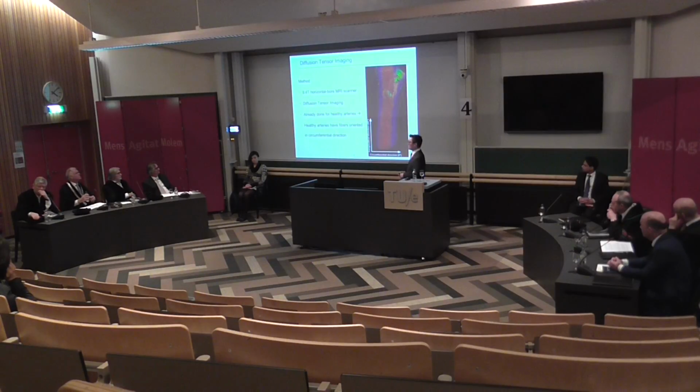The method we used is diffusion tensor imaging. It's a method based on MRI. We used a state-of-the-art MRI scanner to perform these DTI measurements. This has already been done for different kinds of tissue. We also have done it for healthy arteries, and the results you see here. This is already something which is known. You see that all those fiber tissues in healthy arteries are neatly aligned inside the arterial wall, oriented in the circumferential direction.